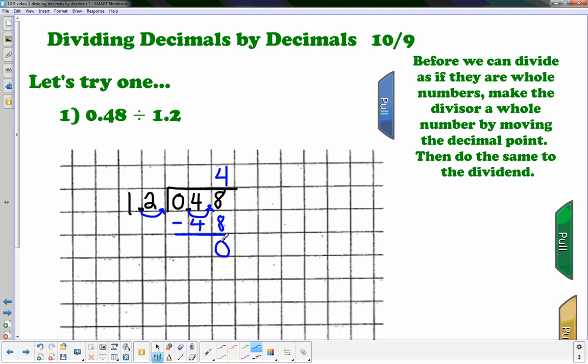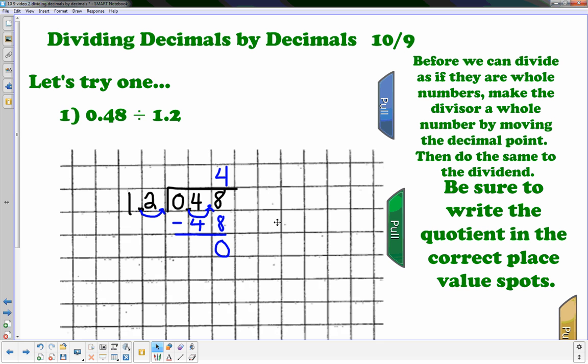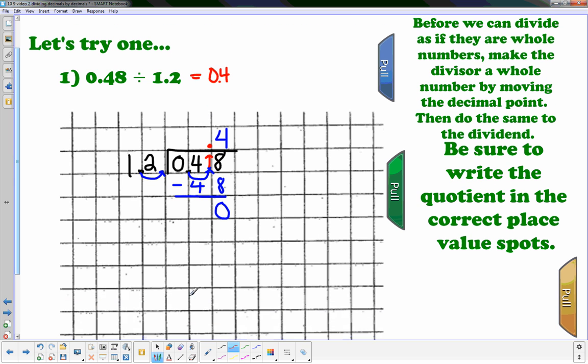Subtract, 0. Now remember, it's important to write the quotient in the correct place value spots. So that 4 goes above the 8, since I did 48 divided by 12. Then, just like we've done before, I'm going to move that decimal point straight up. My answer is 4 tenths. Now, my last step. I think you know what's coming.